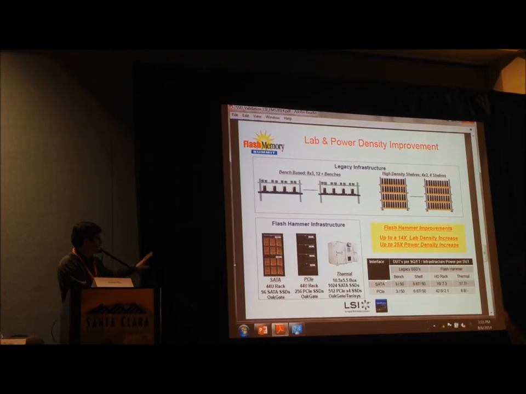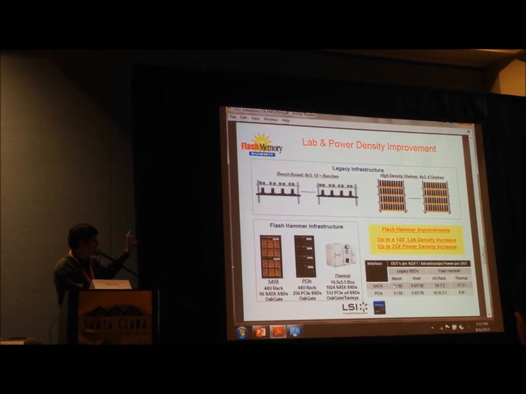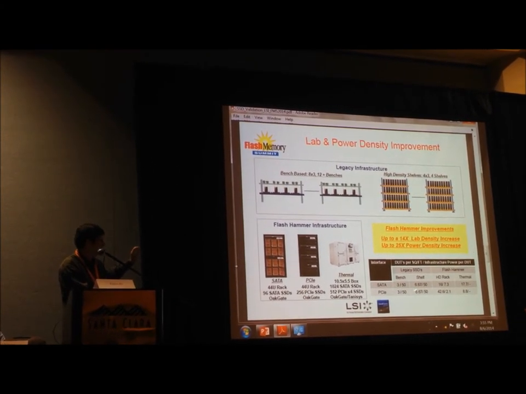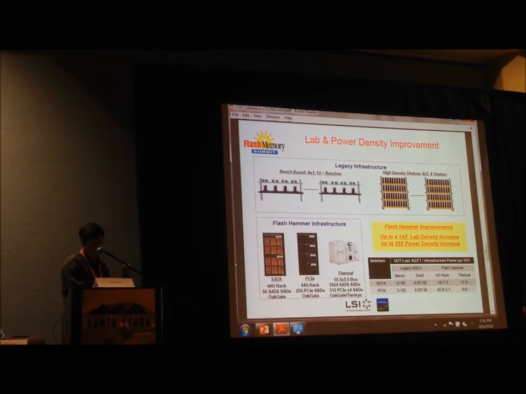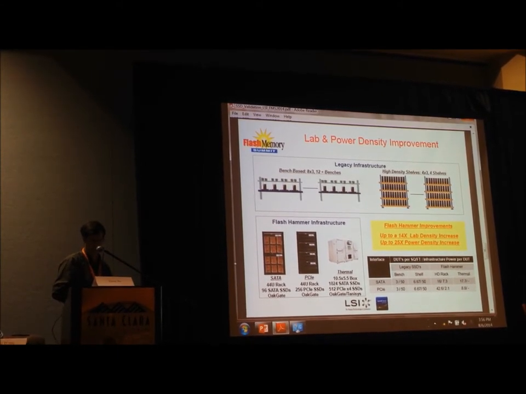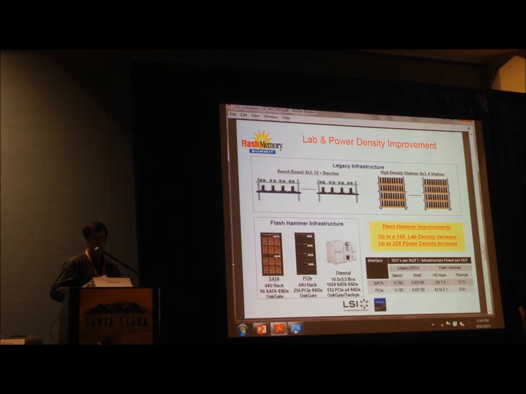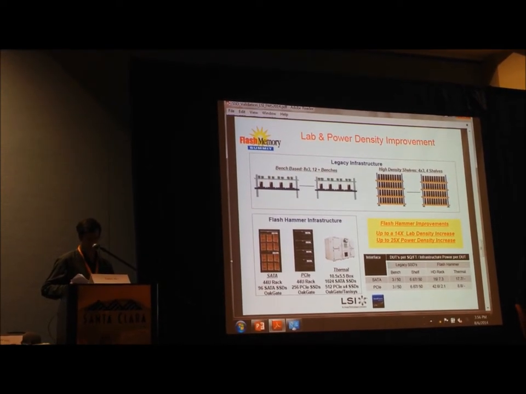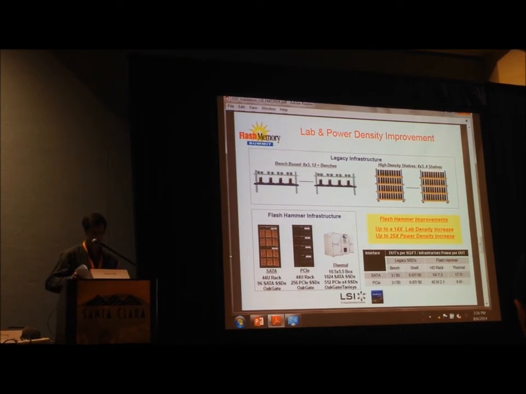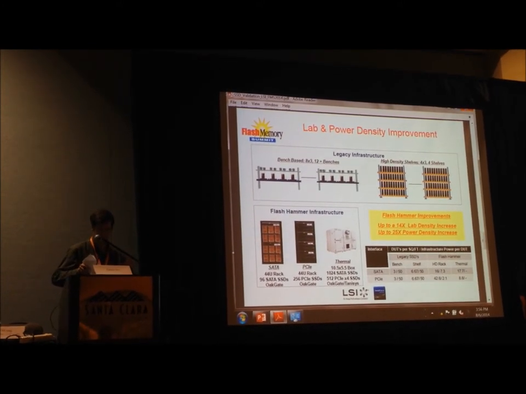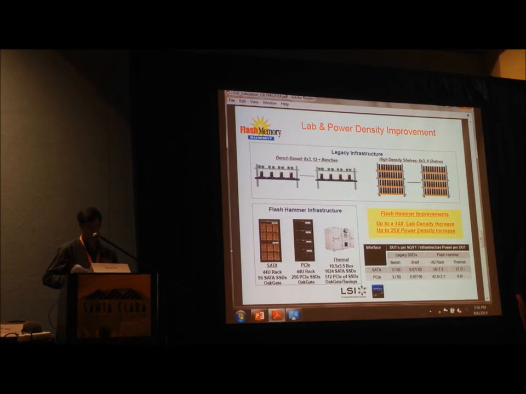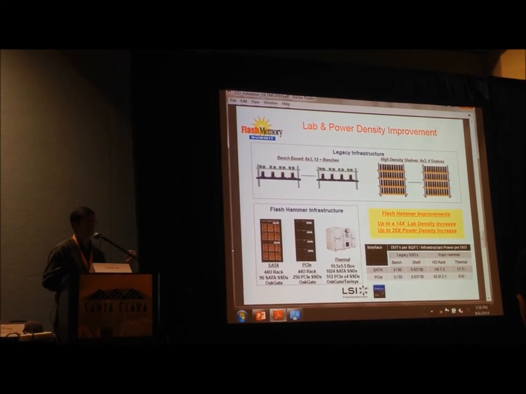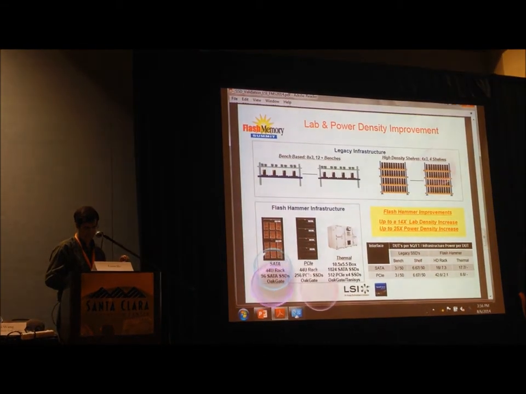You can see in the legacy bench, I got 3 drives per square foot. Then I go to the shelf-based approach, and I have 6 drives per square foot. I go to my enclosure FlashHammer method, I got 16 drives per square foot. And for PCIe, you see that I have the same in the legacy environment, 3, and when I go to PCIe, I got 42 drives per square foot for density.